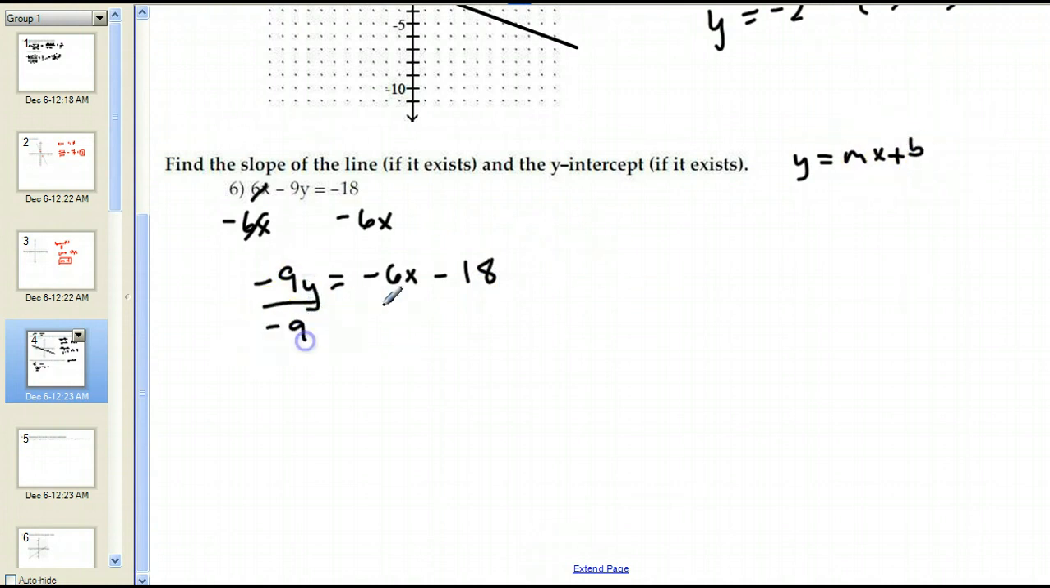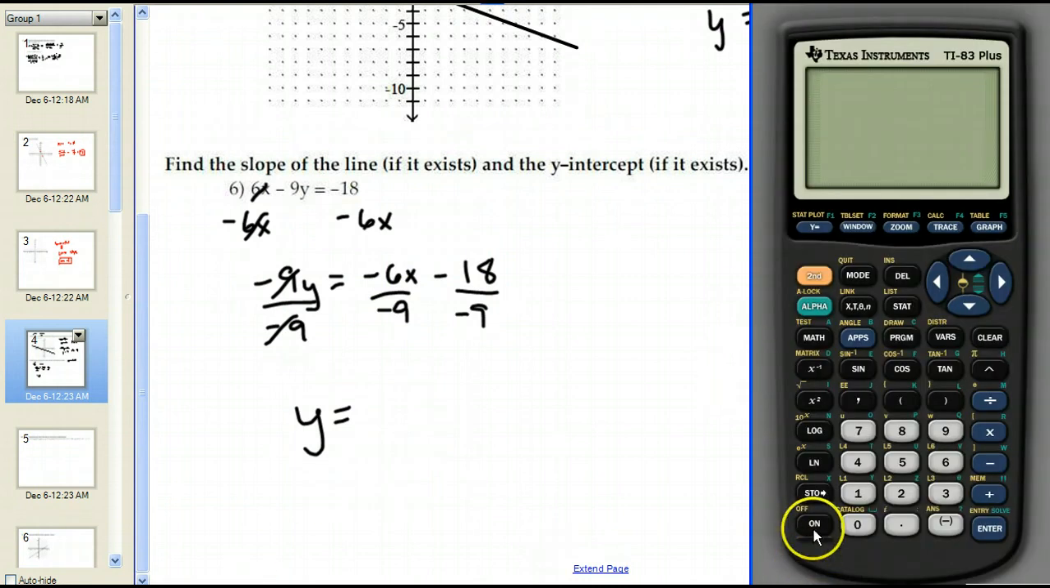Divide away the negative 9, and when we divide a difference or a subtraction by a number, we divide the x term and the constant term by that. So I end up with y equals negative 6 over negative 9. If you're not comfortable with fractions yet, hopefully you'll get comfortable soon, but if you're not there yet, negative 6 divided by negative 9, you can do it on your calculator. Press math 1 into fraction, and you'll see it takes away those negative signs and reduces the fraction.